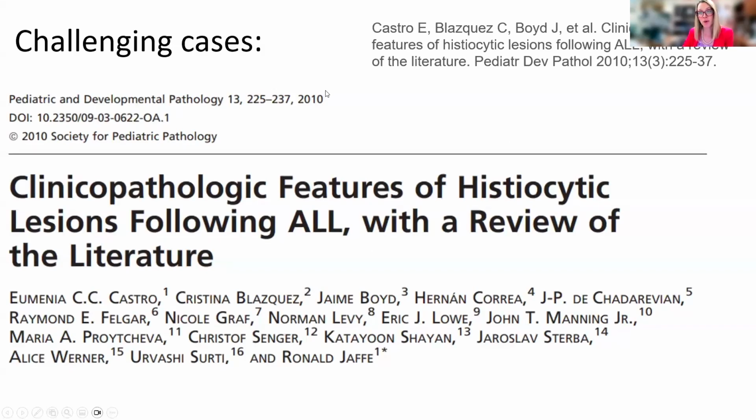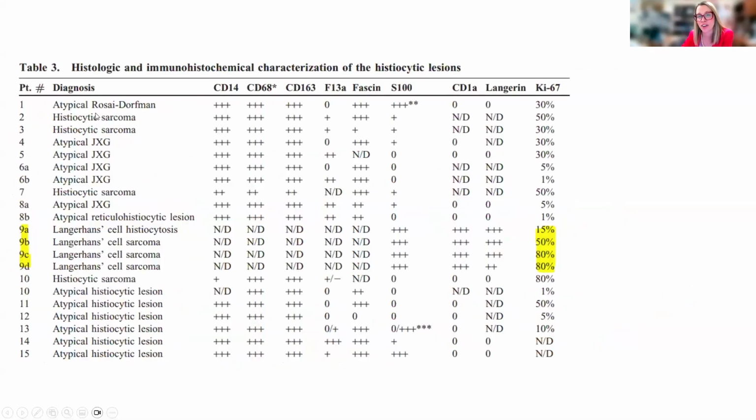This original paper back in 2010, sometimes it's hard to find, being in Pediatric and Developmental Pathology, but my late colleague Ron Jaffe had a nice characterization of over 15 cases of these histiocytic neoplasms that occurred after leukemia in children. And there was a very similar case to this, a patient that had a T-ALL that originally presented with LCH and then subsequently developed a Langerhans cell sarcoma look.